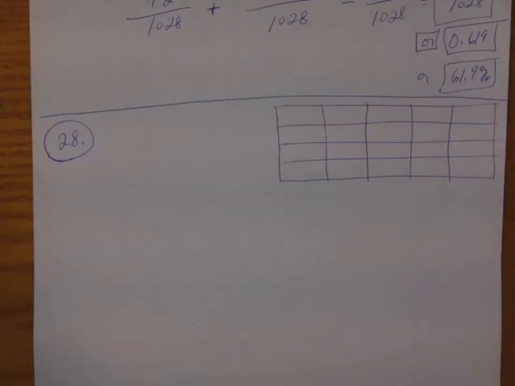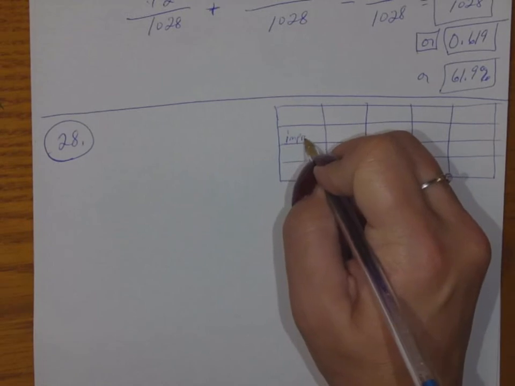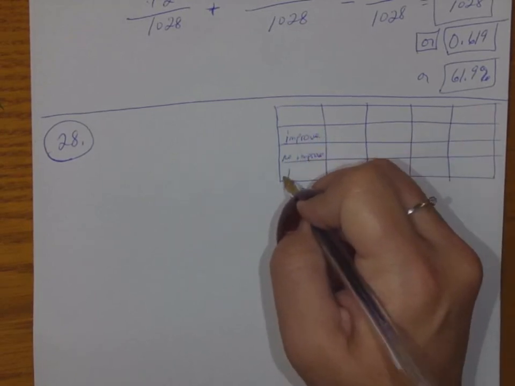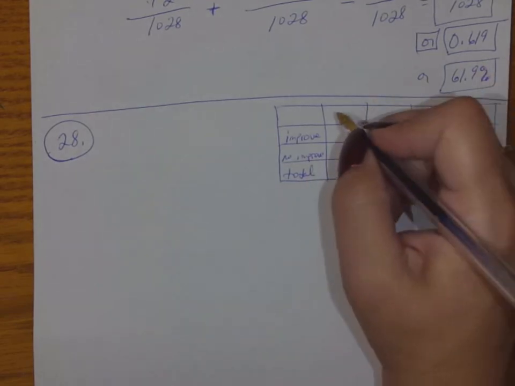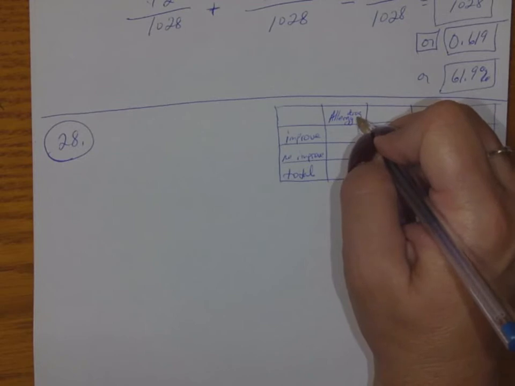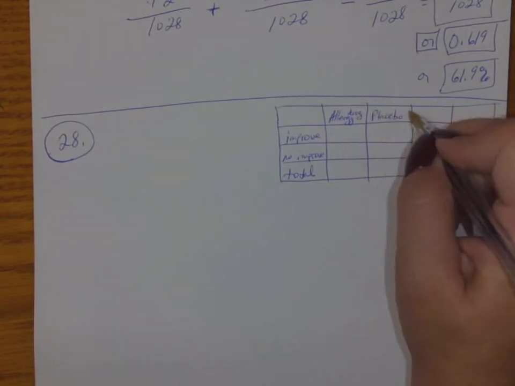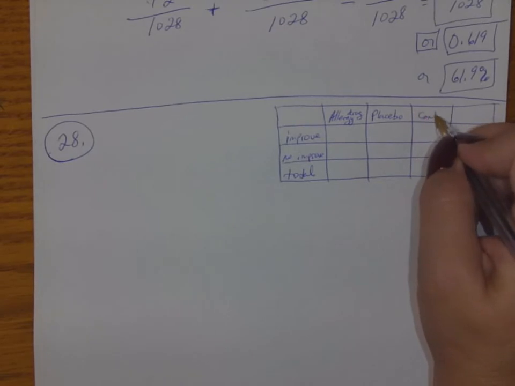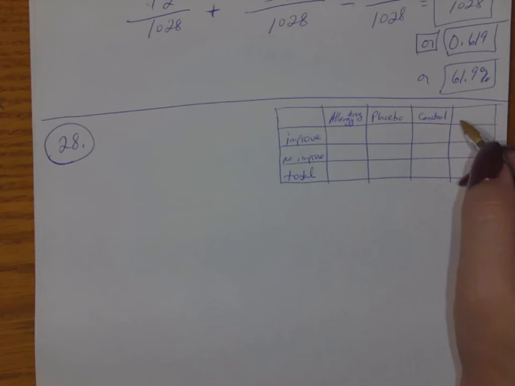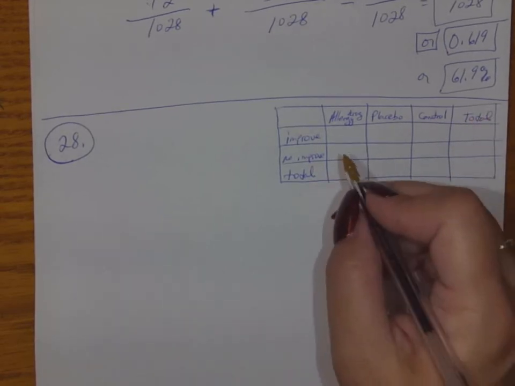I'm just going to fill in my table real fast. This is improve. This is no improvement. This is a total line down here. And I think that they're probably just throwing in the total line so that we can compare and make sure we really have everything correct. Across the top, this is allergy drug, placebo, control, and total. All right. And here are my numbers.